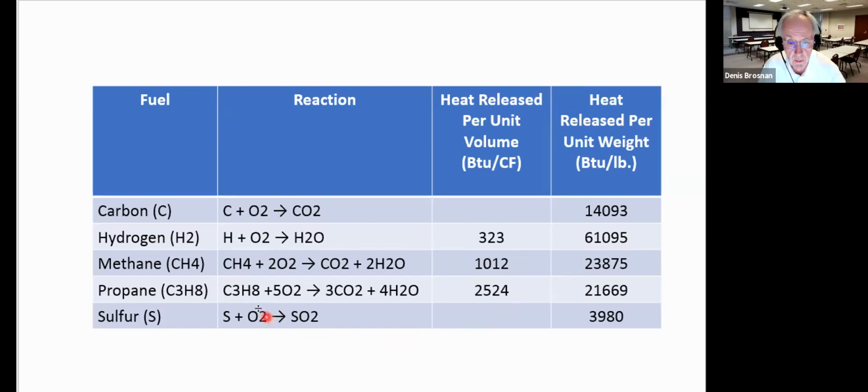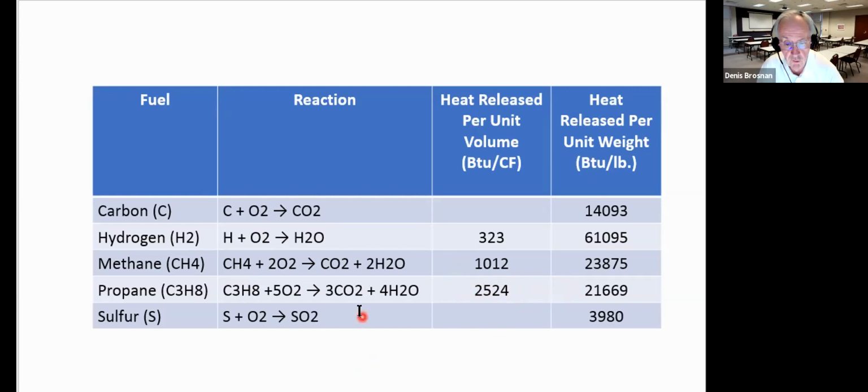Propane, a more complex hydrocarbon than methane, C3H8, burns with oxygen, hopefully completely, to give you CO2 and H2O. That gives you more energy per cubic foot. That's going to be interesting when we talk about backup fuels a little bit later on in the course. Usually you use a backup fuel that has more energy per unit volume than you do the primary fuel. We'll talk about that later on, but propane gives you about 22,000 BTUs per pound.